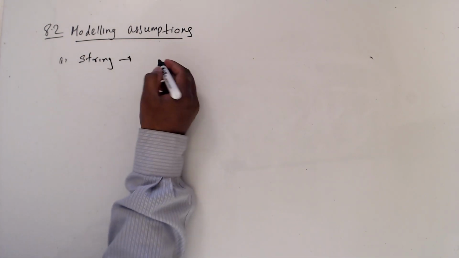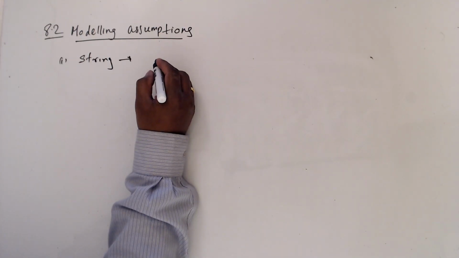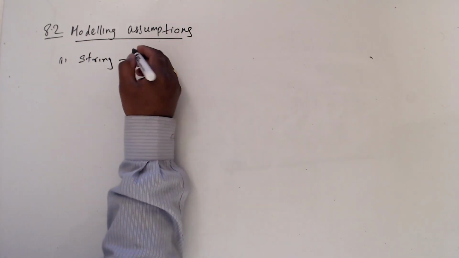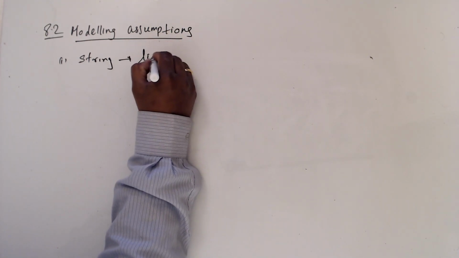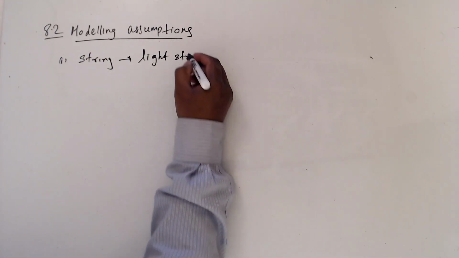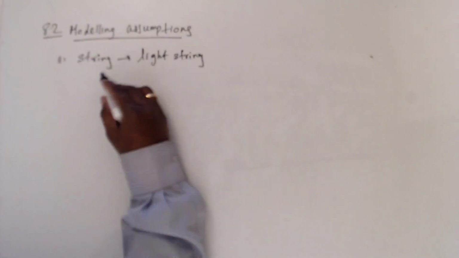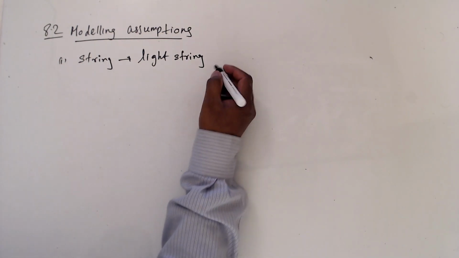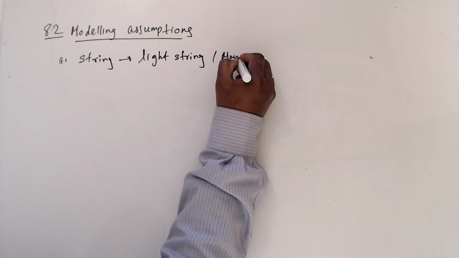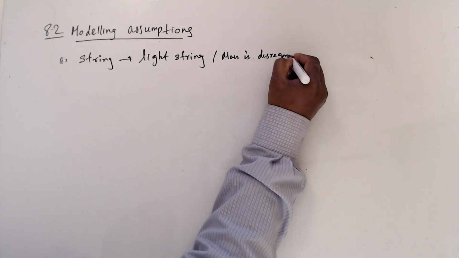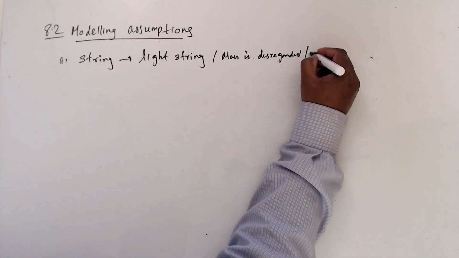With the string, you can see that they add an adjective: light string. According to your sense, what is the difference between a string and a light string? In a light string, the mass is disregarded, or the mass is zero.